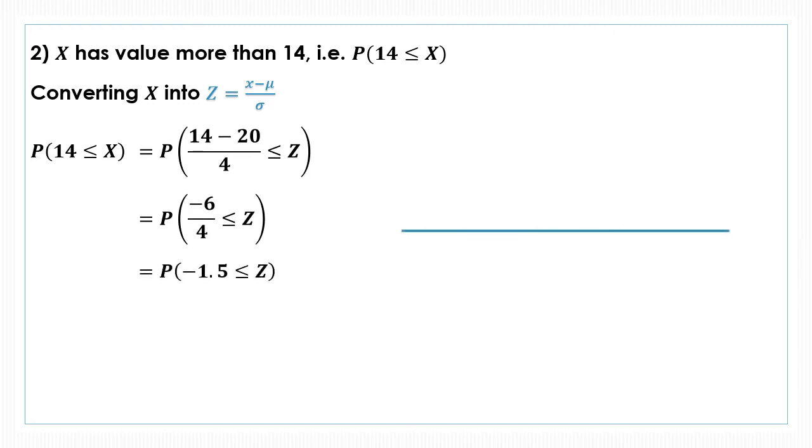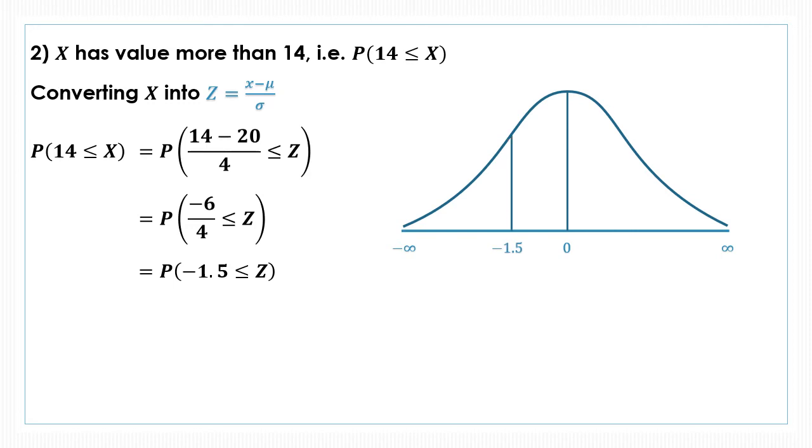We need to draw a curve here. Negative infinity, positive infinity, 0, and negative 1.5 is negative, so it comes on the left part of the curve. And everything which is greater than negative 1.5, we have to do it more than. So everything which is greater means the whole part. So this is what we are going to highlight here. Okay, this is the part which we are going to highlight. Greater than negative 1.5 means up to positive infinity.